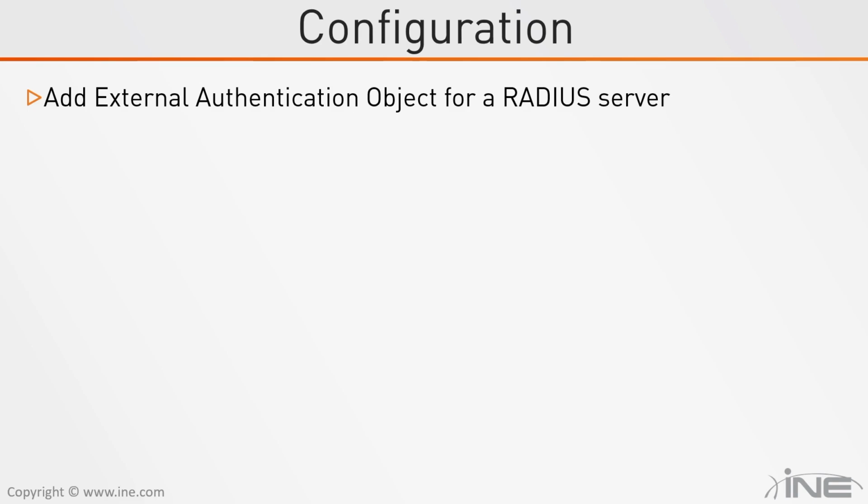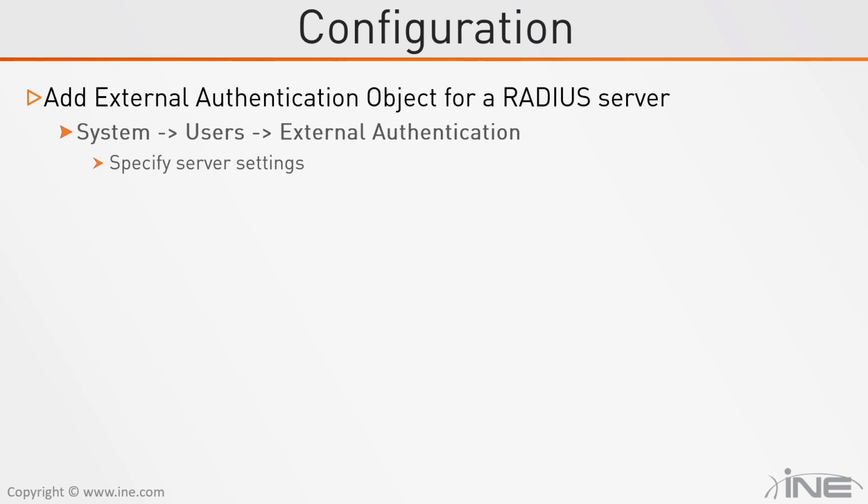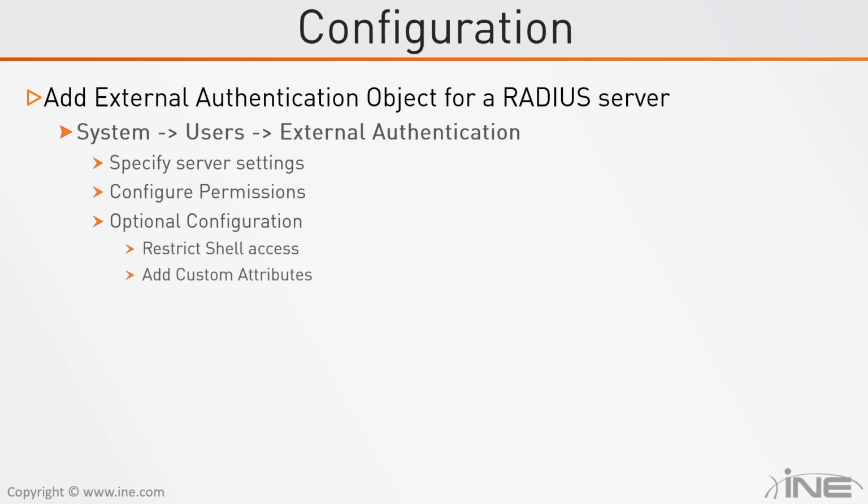Now, in particular, as we build our object, something you will access from System, Users, and then External Authentication, we will have to specify the server settings, IP address, timeouts, and so on. We will have to configure the permissions. There is also going to be some place for optional configuration, like maybe restrict access to the shell, add some custom attributes. Remember, as I mentioned previously, you can push permissions using custom attributes. This is also an option for Radius.